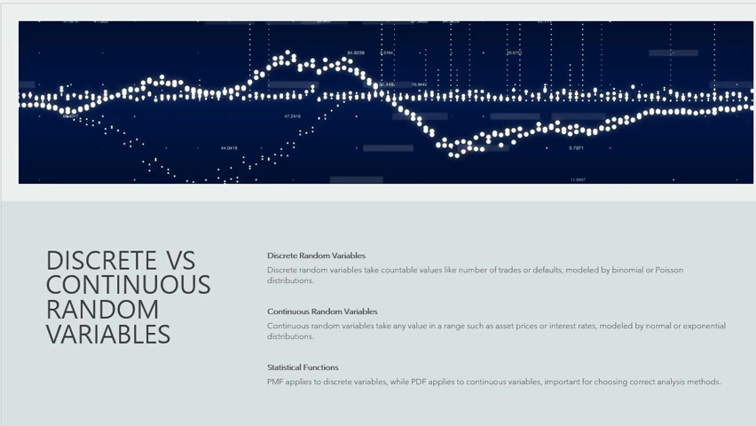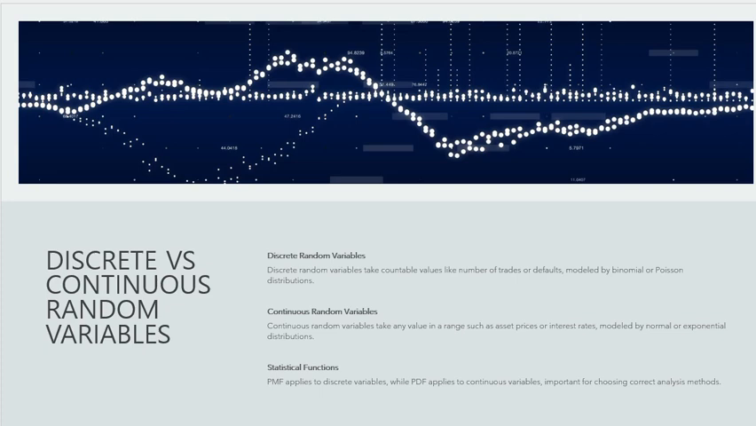The distinction between the discrete and the continuous variable is crucial in selecting the appropriate statistical tool in modeling. It is important to understand what type of variable you have and then select the exact distribution for that variable. For instance, the probability mass function, PMF, is used for the discrete variable, while the probability density function, PDF, is used for the continuous variable. So there are two types of function: one is the probability mass function and the other is the probability density function.